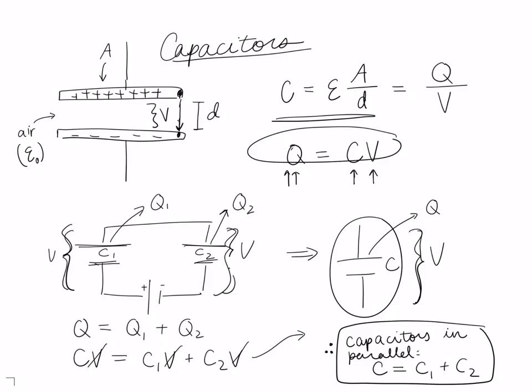So if we have two capacitors in parallel, then if we wanted to turn it to only one capacitor, we would need a capacitance of the sum of the two original capacitances. And if we had three capacitors, we would sum all of those three up if they were all in parallel, and so on and so on. So this is for capacitors in parallel.